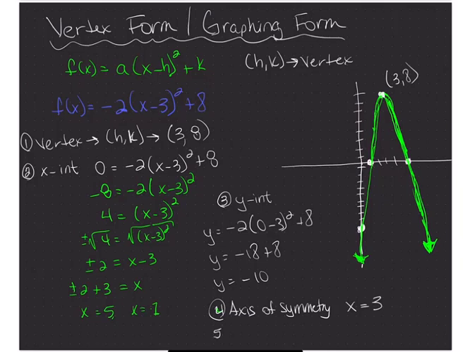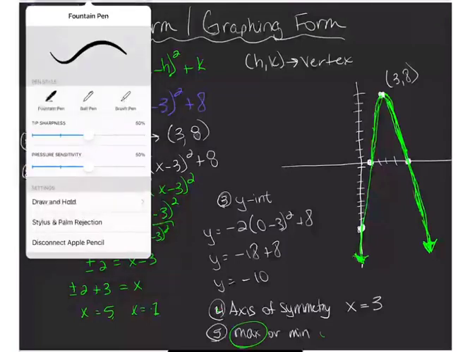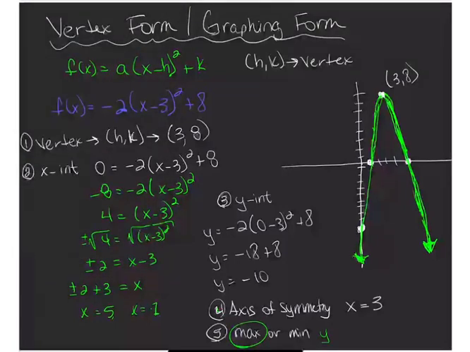Number 5, does it have a maximum or a minimum? On ours, it has a maximum, right? This is going down forever. It's going to continue to decrease. So as I come up to my turning point, I'm increasing, increasing, increasing, and then I turn and I start decreasing. So I have a top to it, so I have a maximum. And our maximum is when y equals 8, right?